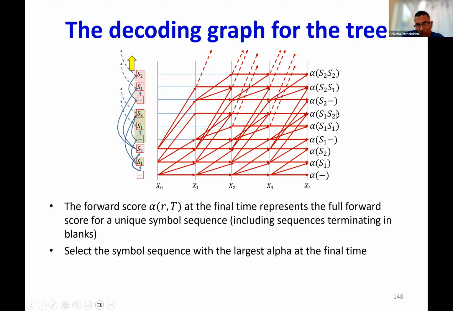Now this row represents something interesting. It represents all ways of producing S1, S2. It includes both S1, S2 and also S1 blank S2. So this row represents just S1, S2. This row represents S2 blank. This row represents S2, S1, and it includes both S2 followed by S1, and also S2 followed by blank followed by S1. So this row represents this node, and this node represents S2, S1.